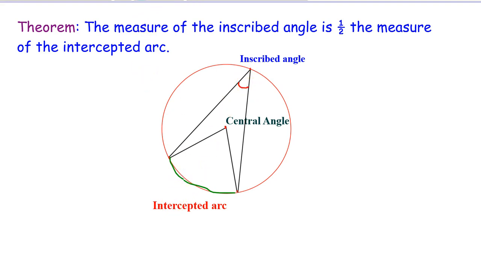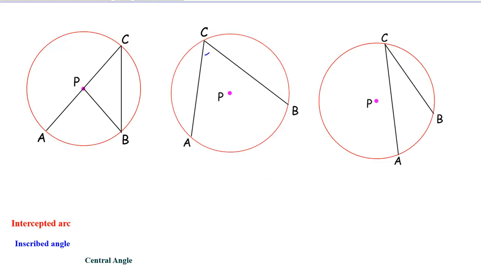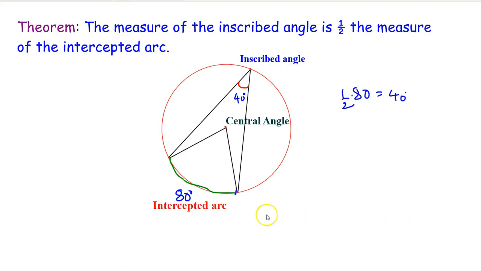That is, for example, if the measure of this intercepted arc is 80 degrees, so what is half of 80? Half of this 80 is equal to 40 degrees. So the inscribed angle's measure is going to be 40 degrees. Now let us prove this relationship between intercepted arc and inscribed angle.